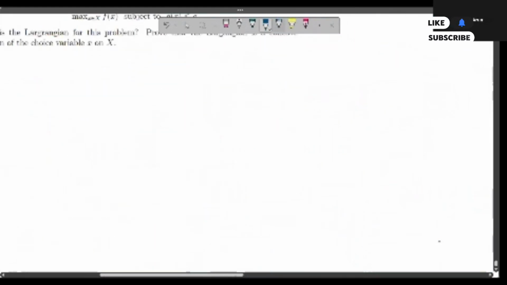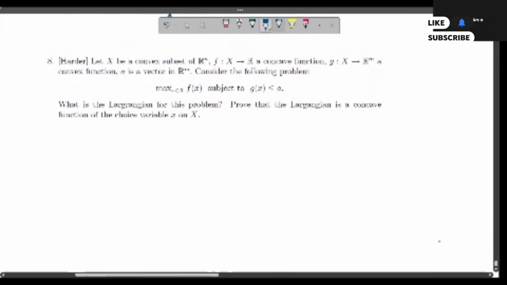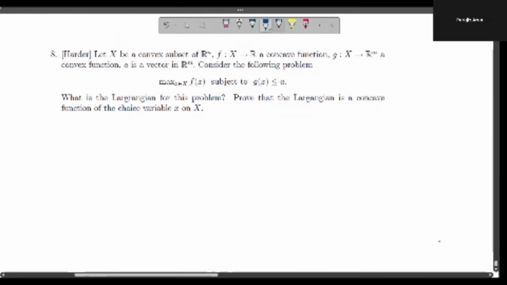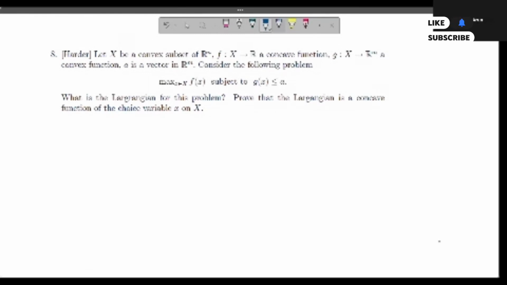There is one sort of question which I found, where Lagrange has now been mixed with the concave and convex thing. So this is another variant.